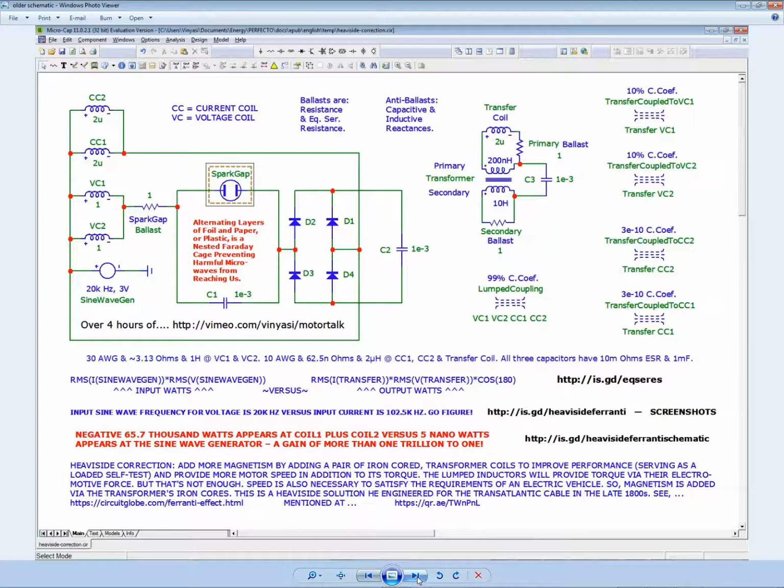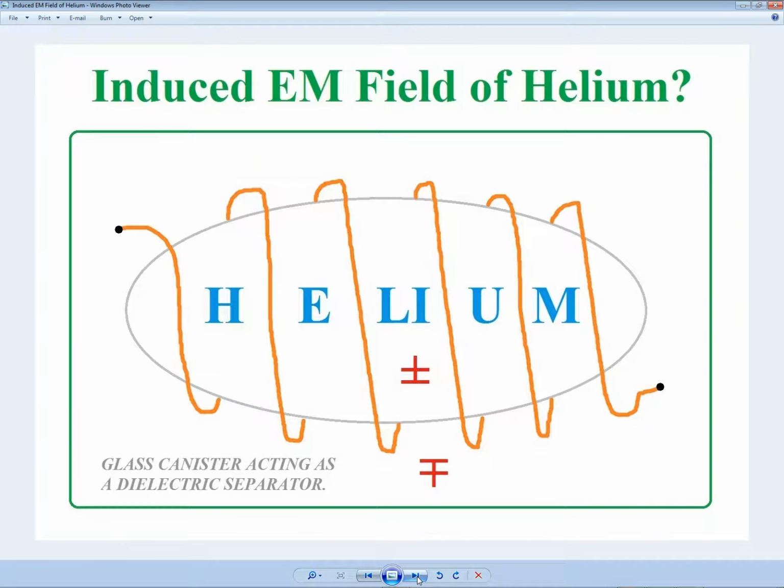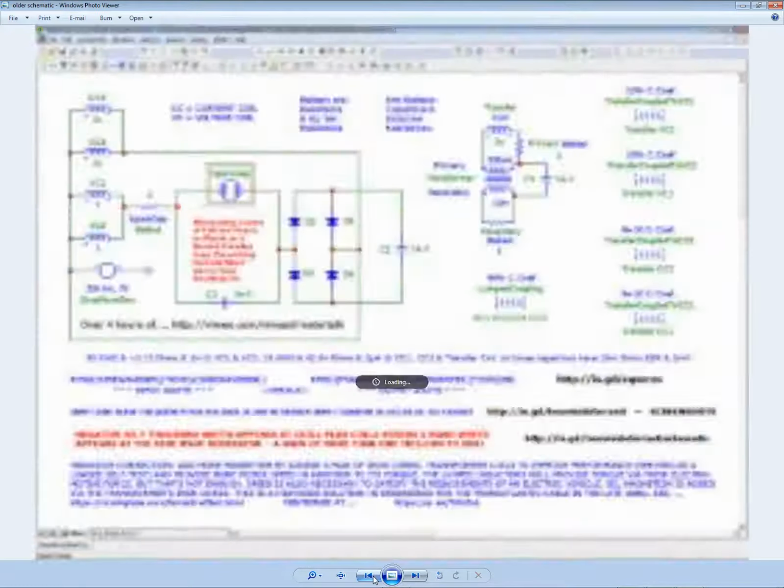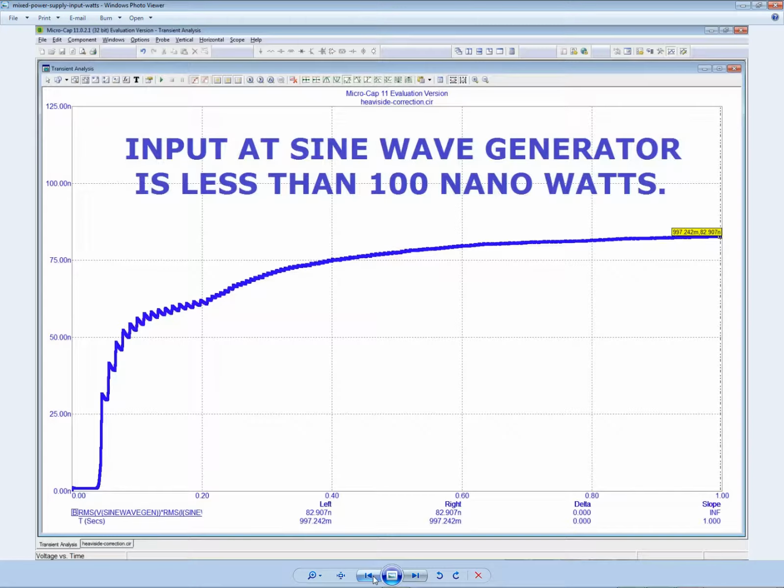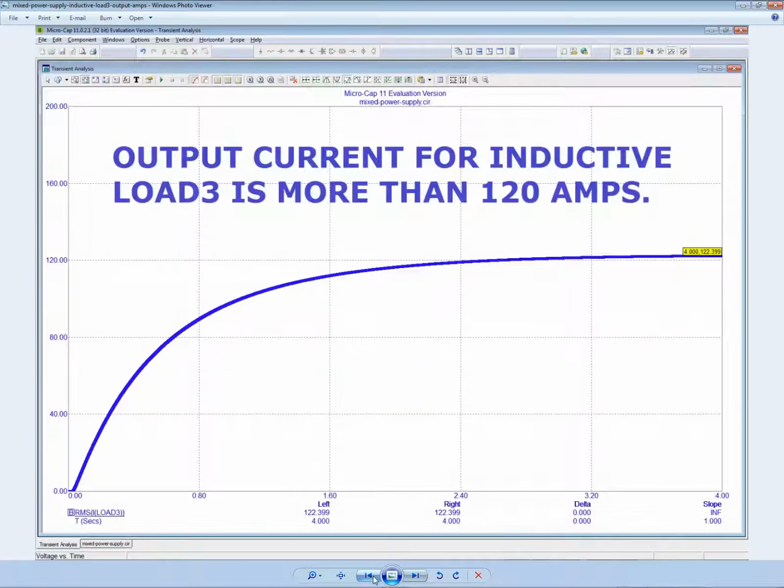Whoopsie. How'd that get there? No, this is not it. I want the... where is it?